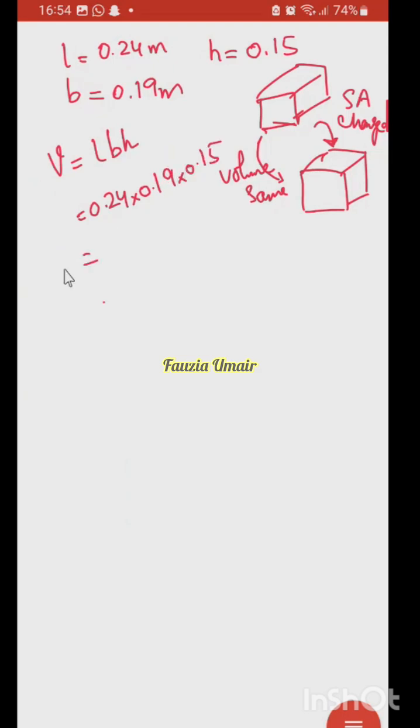Abrish, is it making sense that why volume is same? Yes. ठीक है. So now we can calculate it. 0.24 multiplied by 0.19. So what will this be? 9 fours are 36.